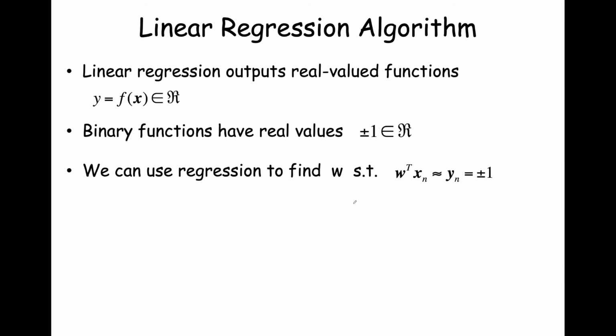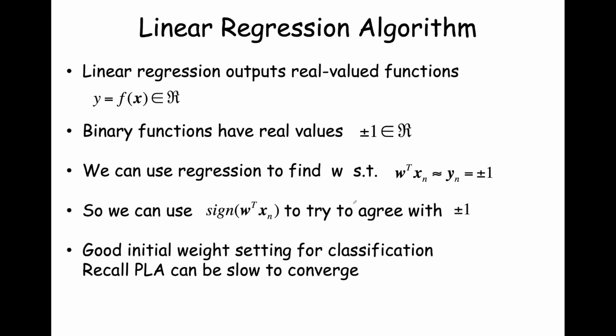+1, -1 for positive example, negative example, those are certainly real values. So you can actually use a regression solution to try to approximate this assignment of +1, -1 binary labels to training inputs. And in doing so, you can use linear regression as a bootstrap or starting place for binary classification. So you can try to use sign(w transpose x) to agree with +1, -1, which is what we did with the PLA update.